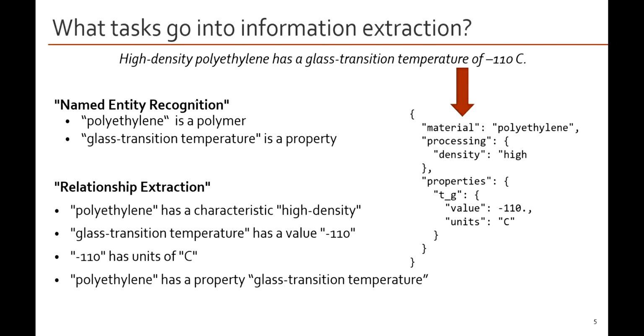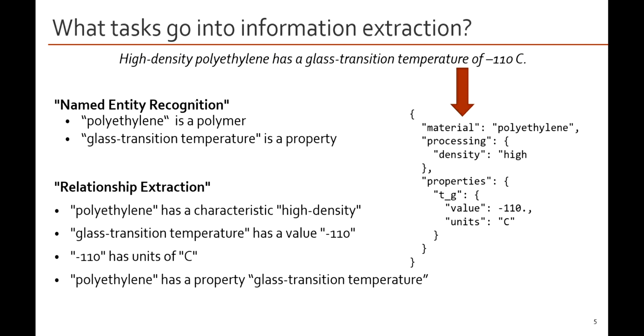So if I think about this challenge of information extraction, I can actually break it down into many different steps, all dedicated towards the goal of being able to take, again, a natural sentence that a human wrote. High-density polyethylene has a glass transition temperature of negative 110 C, and turn that into structured data, like the example that I've shown on the right, that contains that in a hierarchical data structure, of the kind that computers are very good at working with.